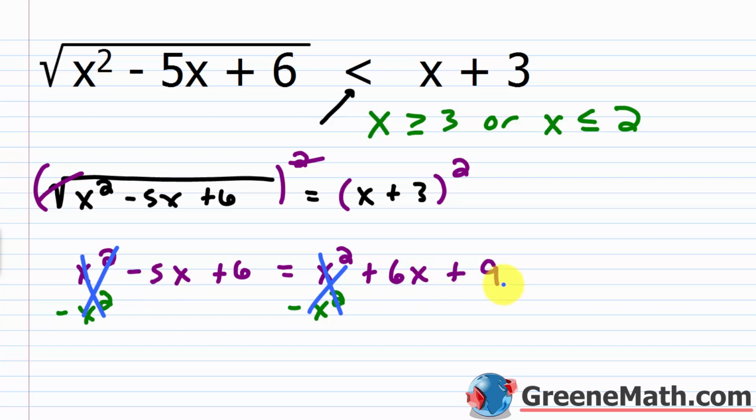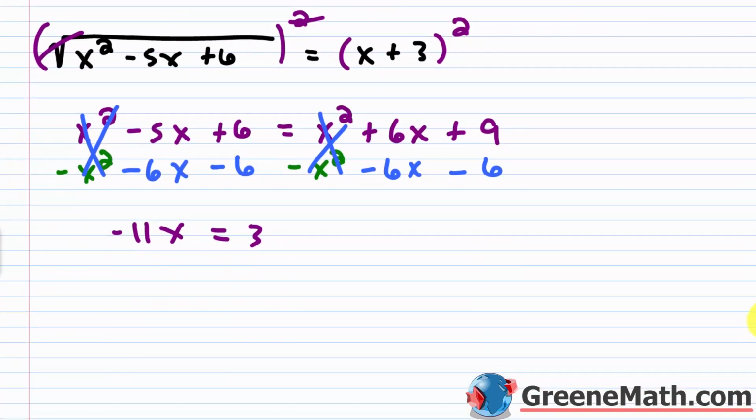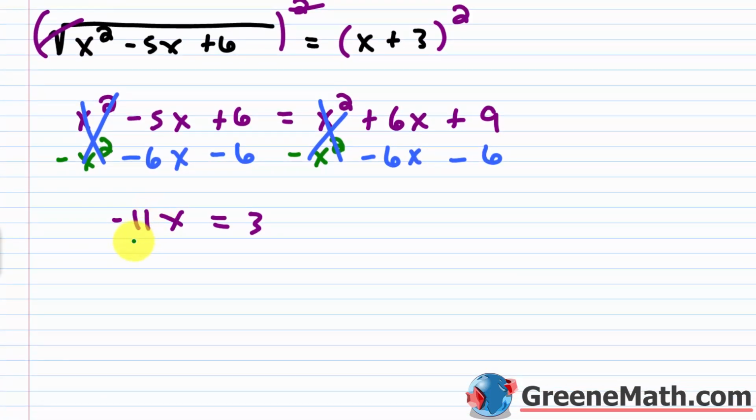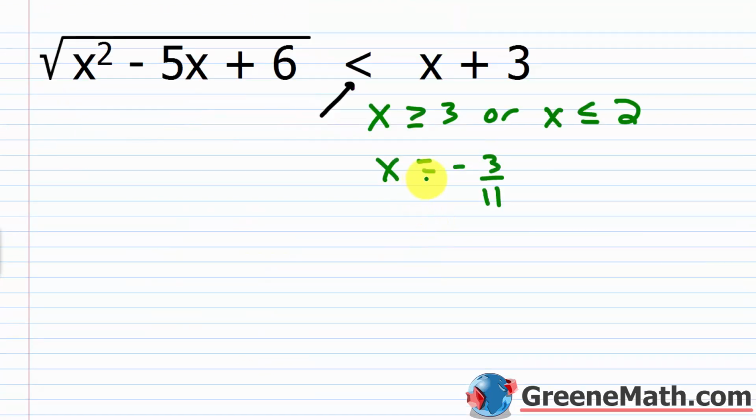So let's move all the variable terms to one side, all the numbers to the other. So let me subtract 6 away from each side. And let me subtract 6x away from each side. So negative 5x minus 6x is negative 11x. This is equal to, over here, 9 minus 6 is 3. So to get my solution for x, I'm going to divide both sides by the coefficient of x, which is negative 11. So I'm going to find that x is equal to negative 3/11. Okay, negative 3/11. So let me erase everything. All right, so x is negative 3/11.